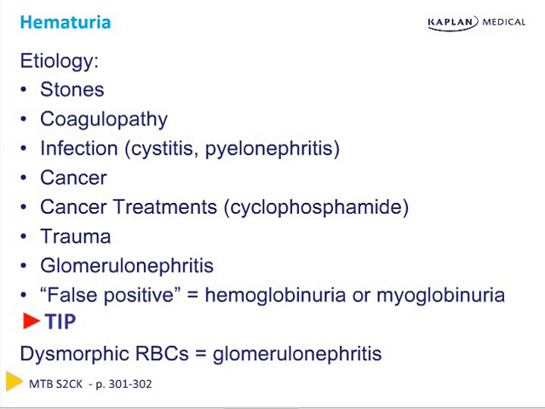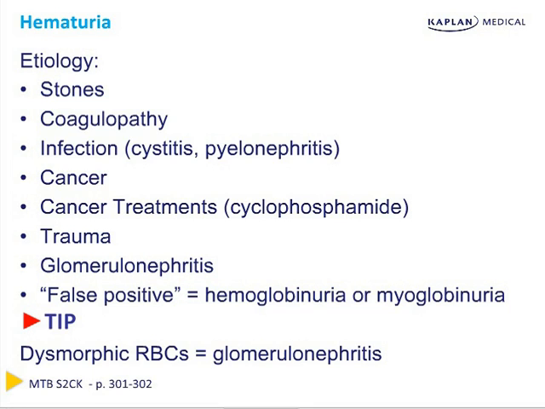One tip for test day. You'll want to know the buzzword dysmorphic RBCs. If they either say the RBCs were dysmorphic or they show you a picture of a red blood cell that appears to have twisted or kind of looks like a Mickey Mouse with the two ears, you'll want to think about glomerular nephritis as the cause for that hematuria.